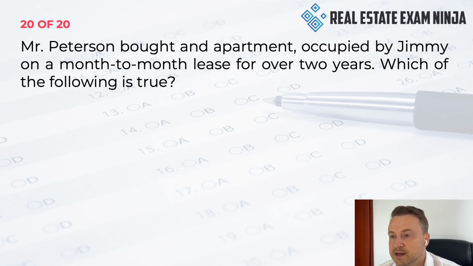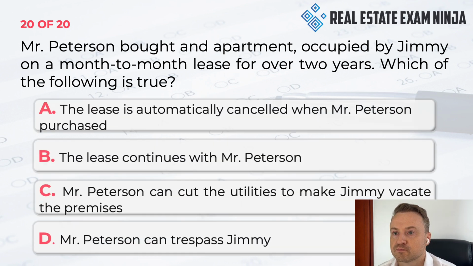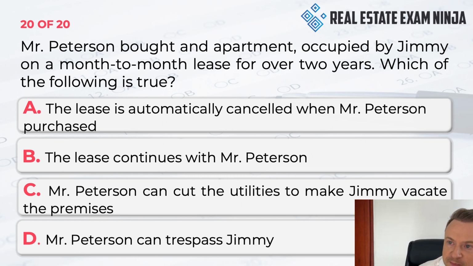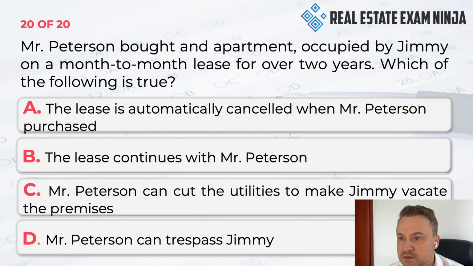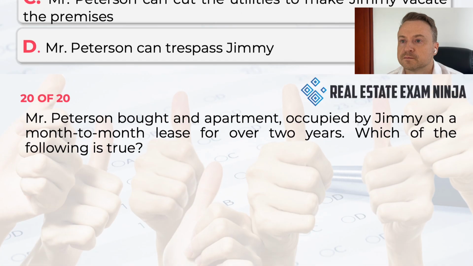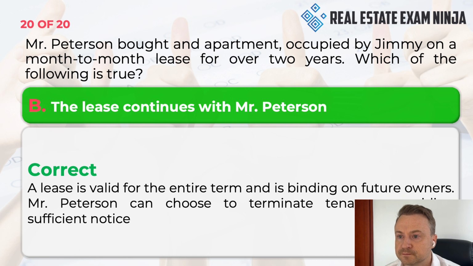Okay, the last one. Mr. Peterson bought an apartment. I apologize for the misspelling there. Occupied by Jimmy on a month-to-month lease for over 2 years. Which of the following is true? So let me think about this myself. Mr. Peterson bought an apartment occupied by Jimmy on a month-to-month lease over 2 years. Which of the following is true? Yeah, they can choose to terminate the lease whenever they want.